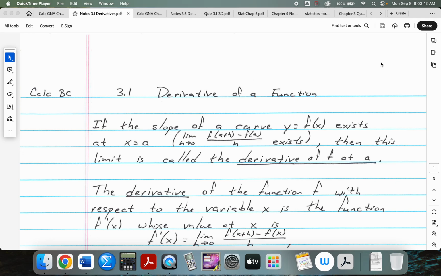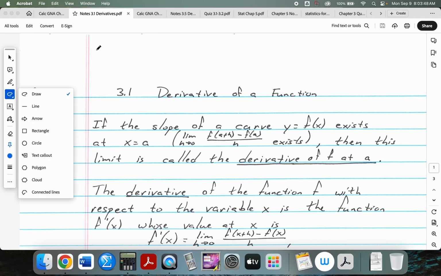If the slope of a curve, y equals f of x, exists at x equals a, that is, the limit as h goes to 0 of f of a plus h minus f of a all over h exists, then this limit is called the derivative of f at a. So now we've added on another term to it. Slope of the tangent line, slope of the curve, derivative at a point. All of those are the same thing.